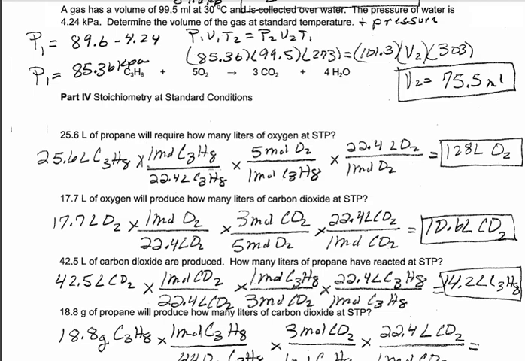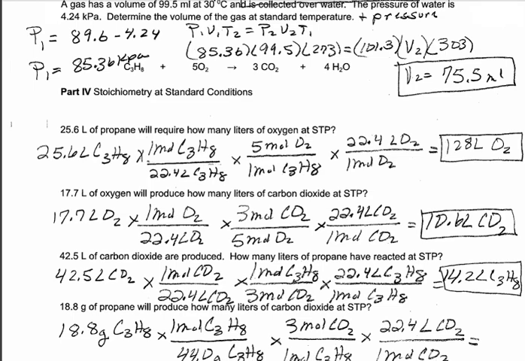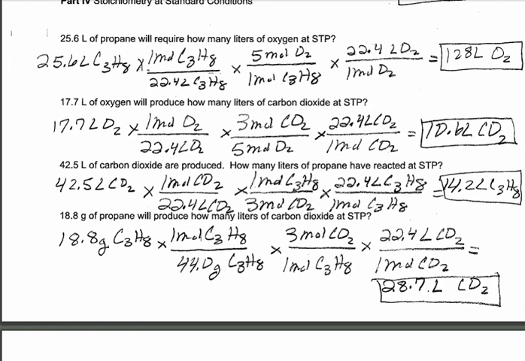Now the other ones are very similar, so we're just going to glance at those very quickly. I'm going to go down to this bottom one. We have 18.8 grams of propane will produce how many liters of carbon dioxide at STP. Now this one, our first step, of course, is take the grams times 1 mole over the molar mass.